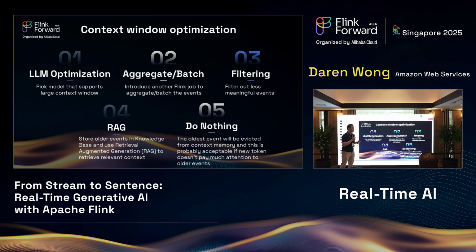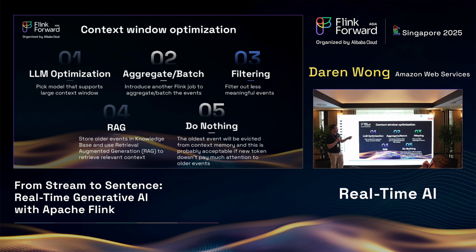The fifth option is we can just choose to do nothing here. And what that means is that the oldest event in the list will just simply be evicted from the context memory when we reach the limit. And this is probably acceptable, assuming that the new token doesn't pay much attention to the older events when it's generating the new token anyway. So if that assumption holds, then we can probably just choose to do nothing. So these are the 5 options that are considered.